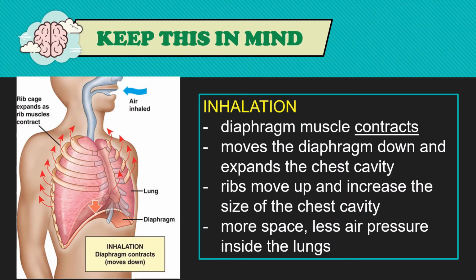Now, let us discuss the difference between inhalation and exhalation. In inhalation, the diaphragm muscle contracts, moves the diaphragm down and expands the chest cavity. Ribs move up and increase the size of the chest cavity. More space, less air pressure inside the lungs.